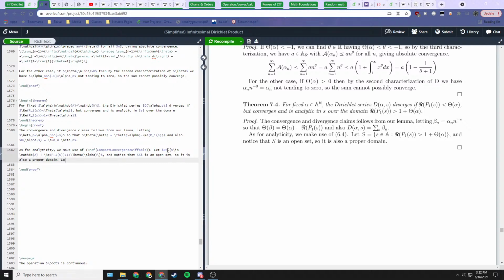Okay, so we'll let, for each capital N in the naturals, f sub N of S be defined as this summation from n equals 1 up to capital N of alpha sub n times n power minus s, which is differentiable in S as a sum of differentiable functions.